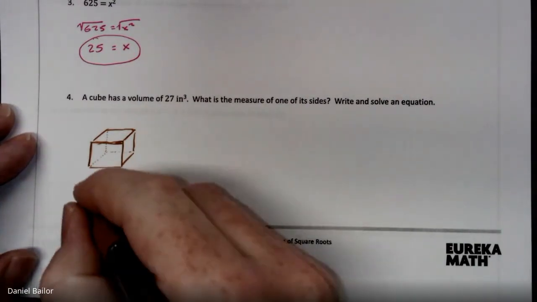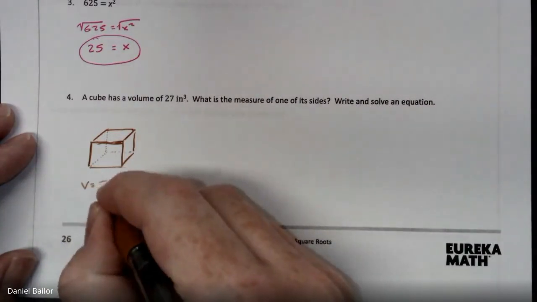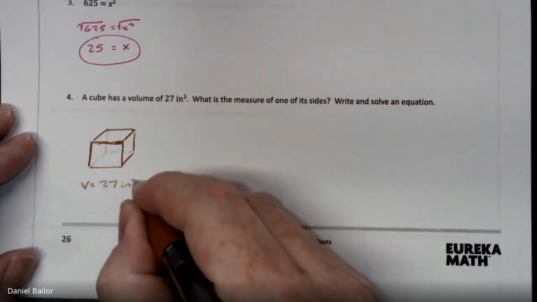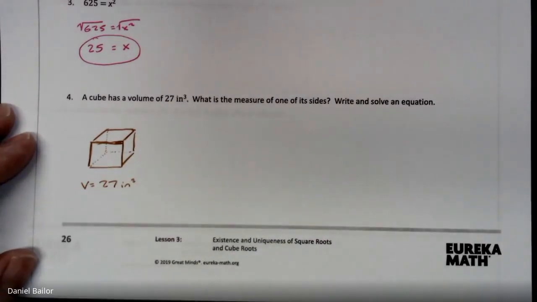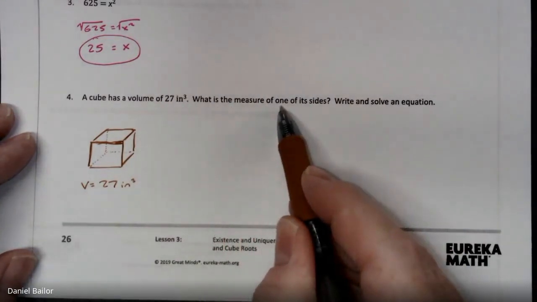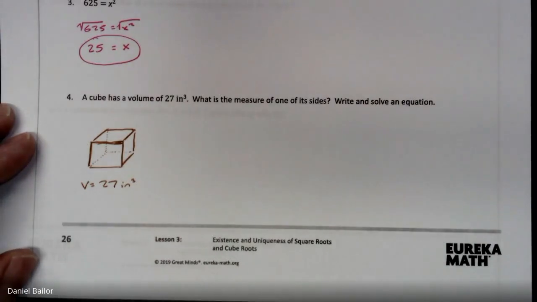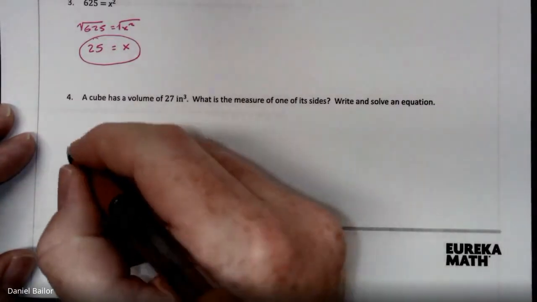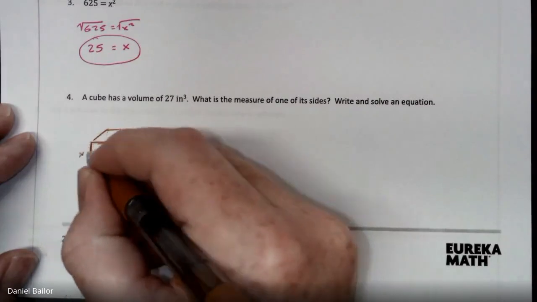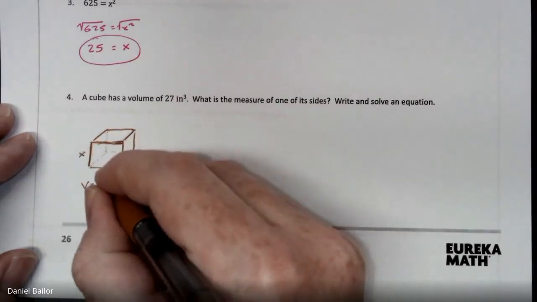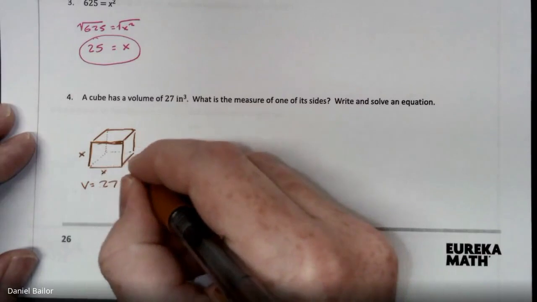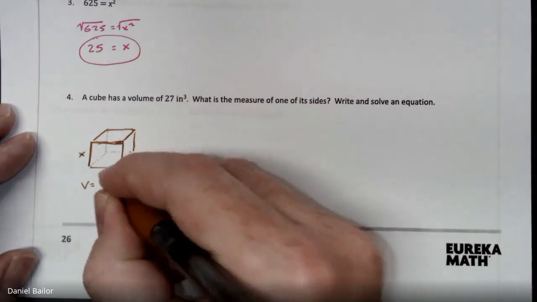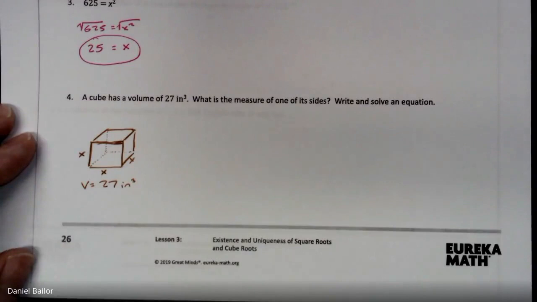Now the volume of this cube is 27 cubic inches, and it's asking, what is the measure of one of its sides? Well, it's only asking for one of its sides because it's a cube, and the definition of a cube means that all the sides are the same. So the height is x, the length is x, and the width is x. Every dimension is x, because it's a cube.